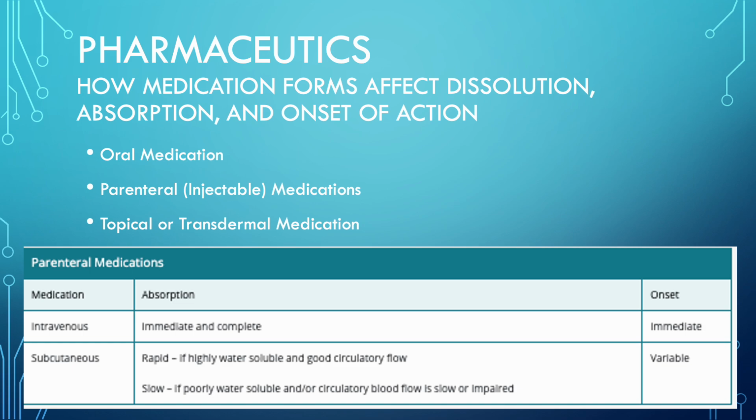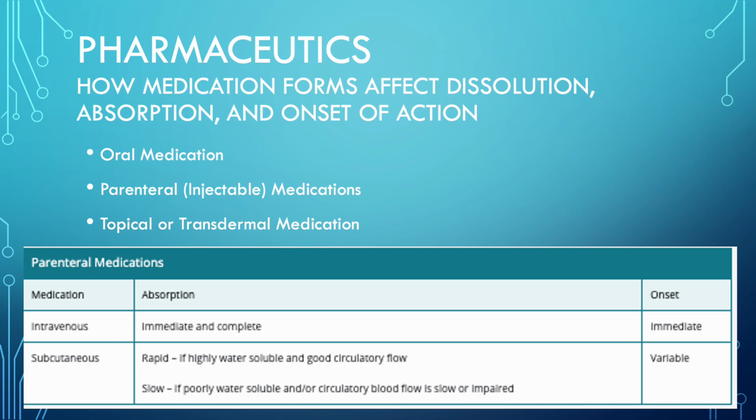Parenteral medications typically come in a liquid form, but they can come in a dry powder that has to have liquid added to it. When we add liquid to a medication so that we can give it, we call that reconstitution of that medication.